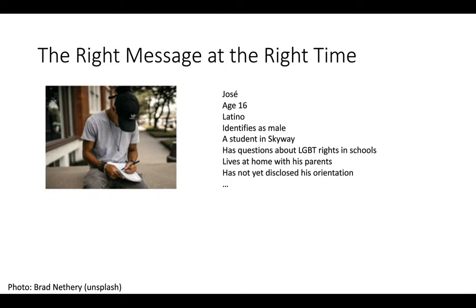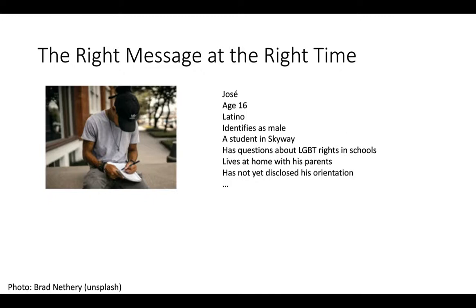So looking at a very short persona, this is extremely short, we gave this gentleman the name Jose and an age, 16. He's Latino and identifies as male. He's a student in Skyway. And he has LGBT rights questions, particularly in school. But he lives at home with his parents. And maybe he hasn't disclosed his orientation to them or to others. And so maybe he needs some privacy and has some concerns about reaching out or sharing information, but is in desperate need of resources.